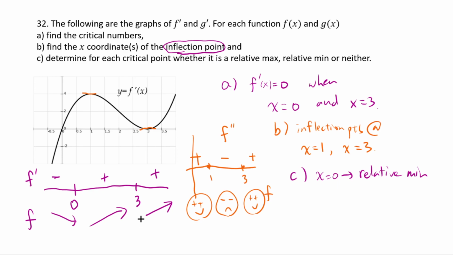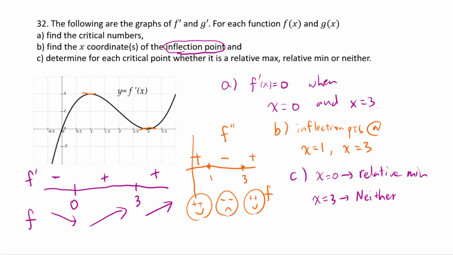On the other hand, for 3, it's increasing and then increasing again, and therefore it's neither. If something's increasing and then increasing again, it's neither. So this is not an inflection point. It's an inflection point, right? But it's not a relative minimum nor a relative maximum. Okay?